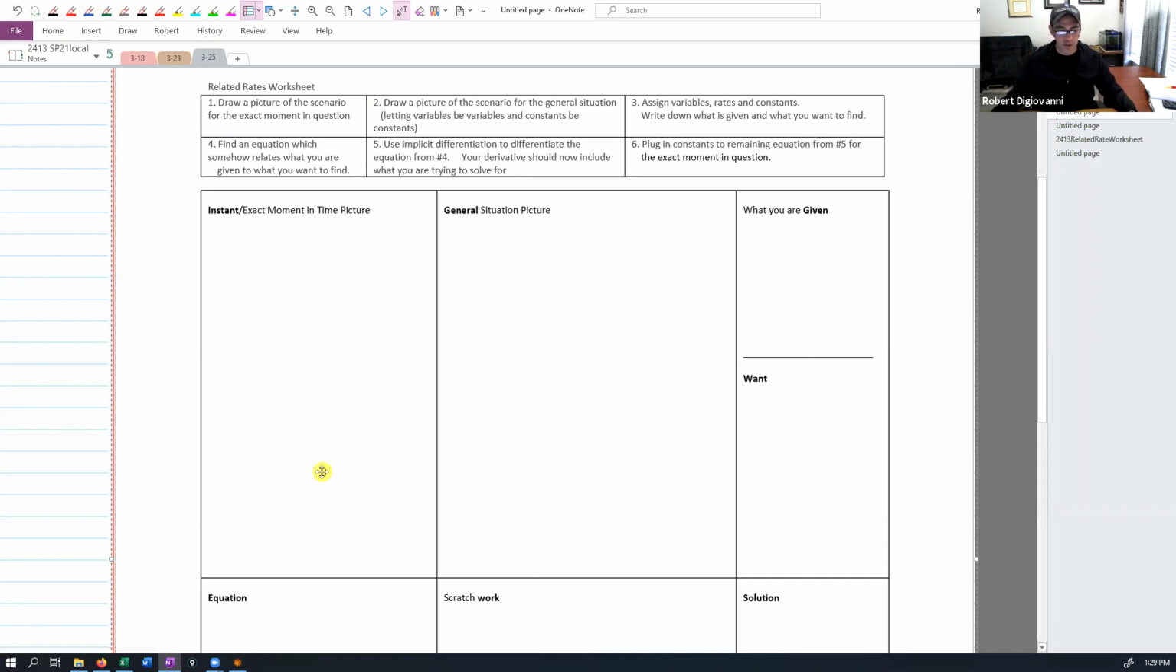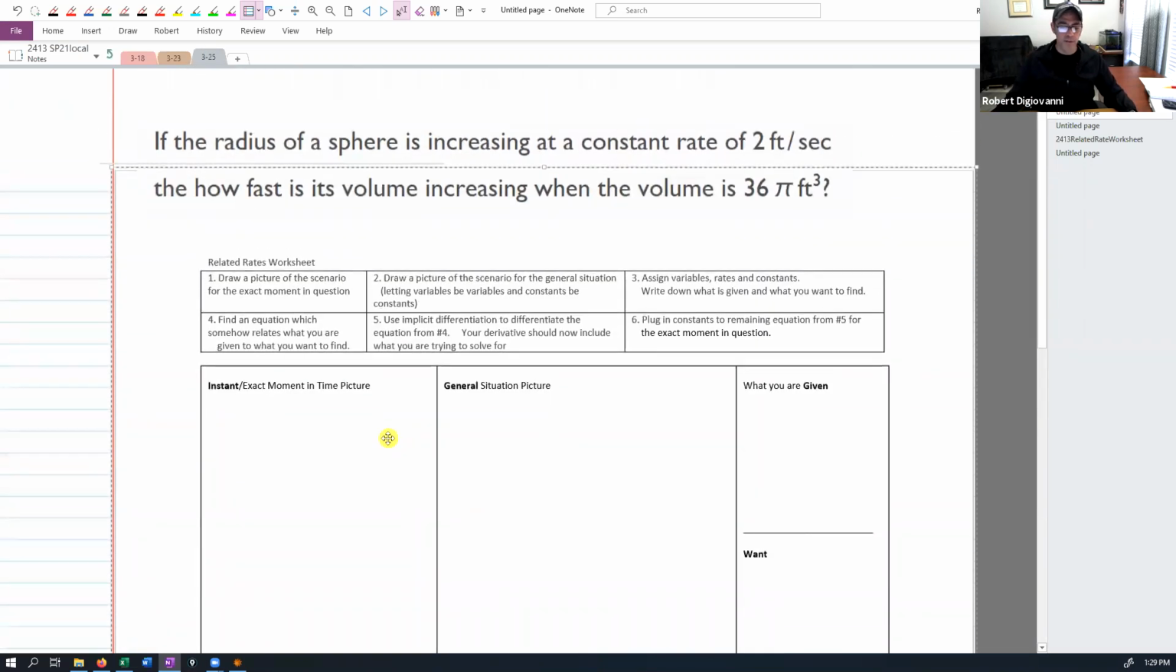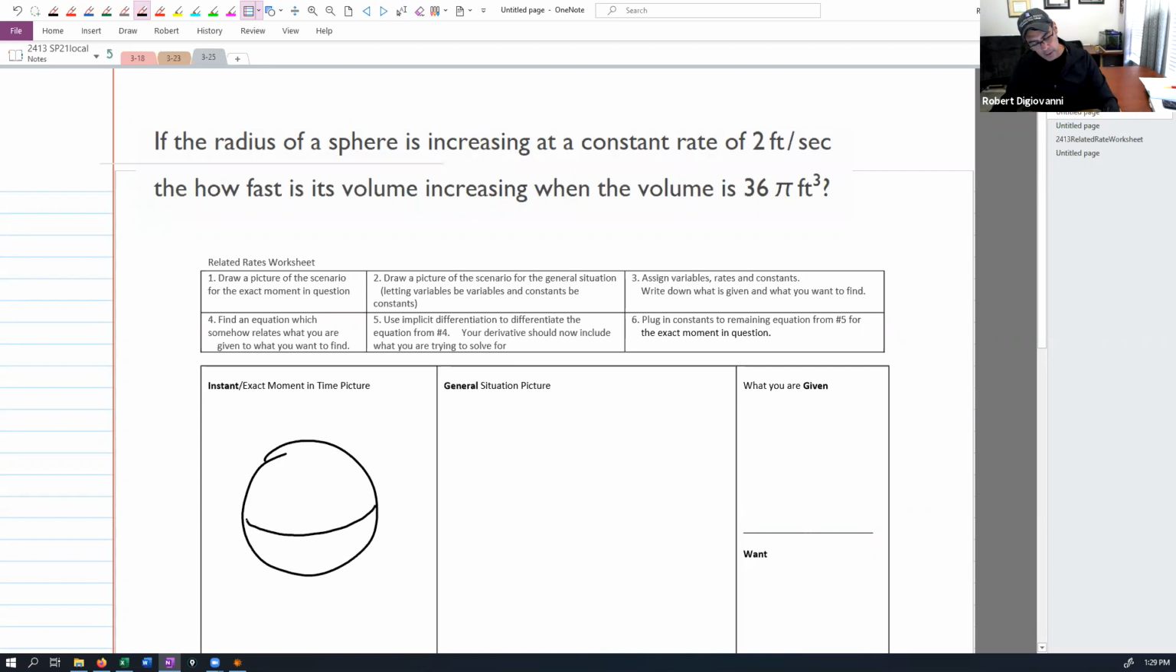All right, so I want to do this problem. If the radius of a sphere is increasing at a constant rate of 2 feet per second, how fast is its volume increasing when the volume is 36 pi cubic feet? Let's draw the picture at the moment in time. I have a sphere. If you've never drawn a sphere, that's one way you can do it. You draw a circle and then you draw this sort of ellipse on the inside. Then you can put the center there, and draw a line from the center to the edge, and that would be your radius.